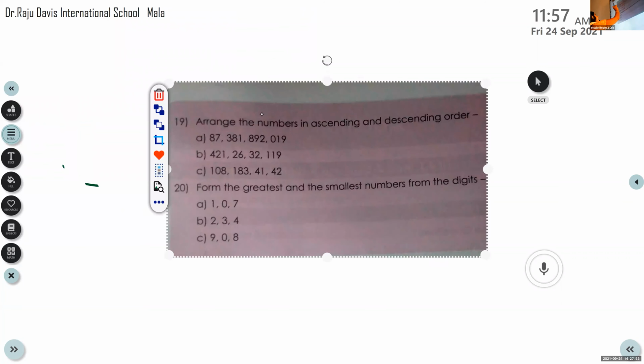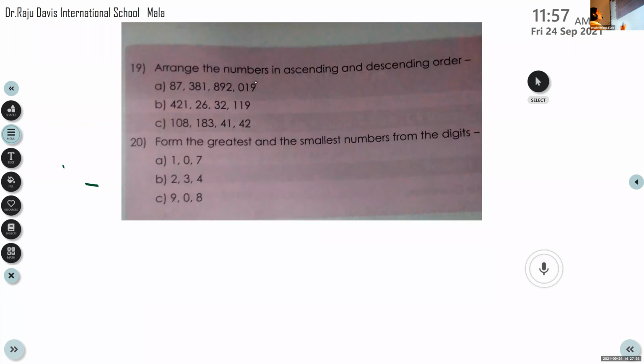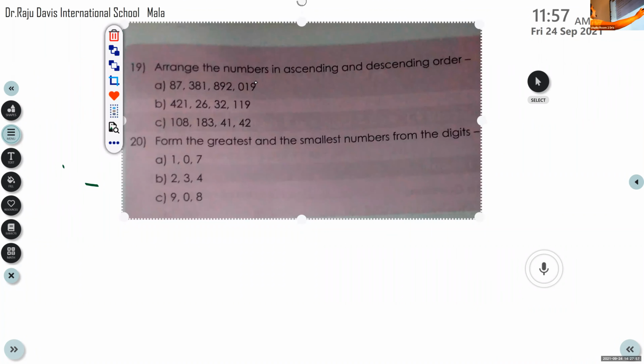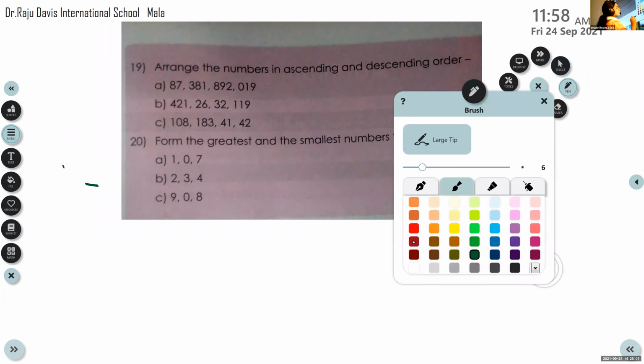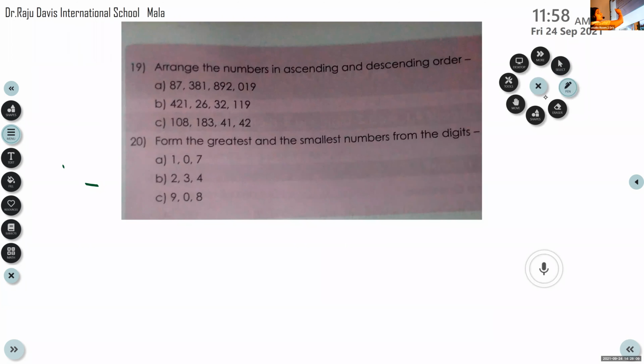Okay, question number 19. Arrange the numbers in ascending and descending order. So both the orders we have to write, ascending and descending order. What is ascending order? Smallest to biggest. Arrangement of numbers from smallest to biggest. Descending order? Biggest to smallest. It's just reverse.